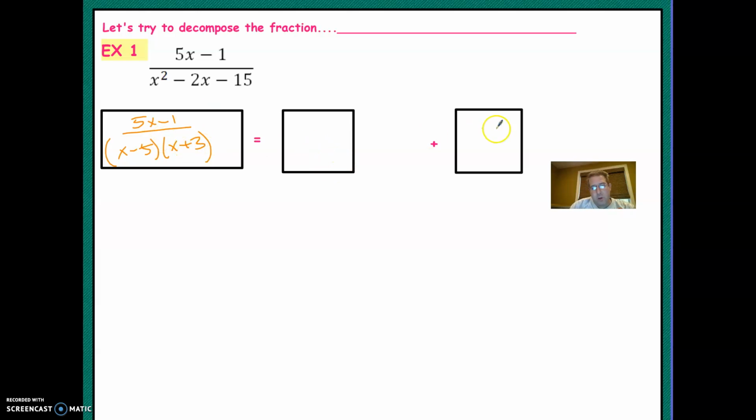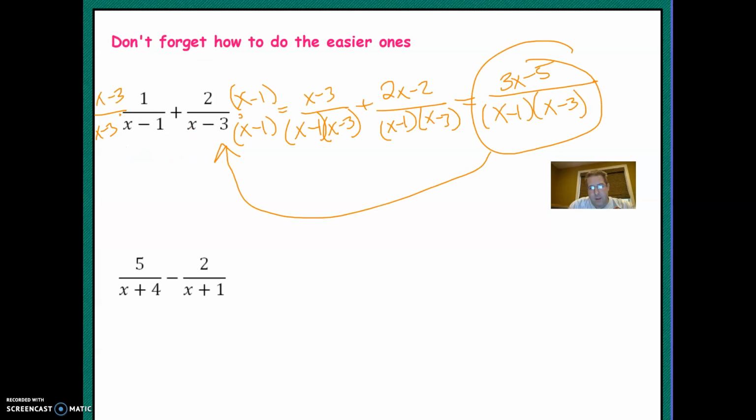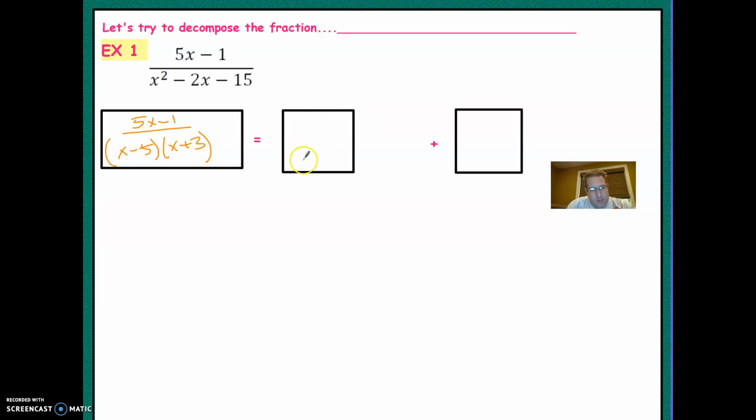Okay, so what we do now know, based on the fact that this is factorable, is that if you look back at this question here, it's one factor plus something over the other factor is equal to the answer right here. So what I basically now know is that one of them is going to be over x minus 5, and the other one's going to be over x plus 3.